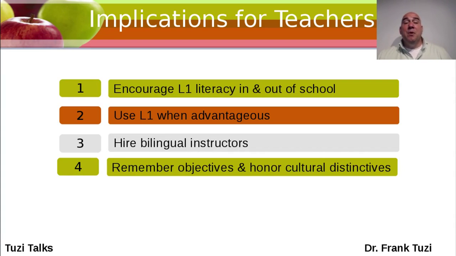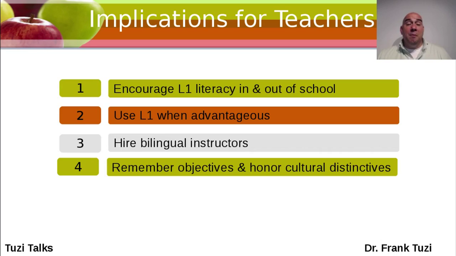Number 4, remember the objectives of the program. You want to get these students involved in mainstream academic opportunities. At the same time, you would like them to be bilingual. Fully bilingual students generally do better on tests, generally do better in school. And so that's a definite objective, to have bilingual students.